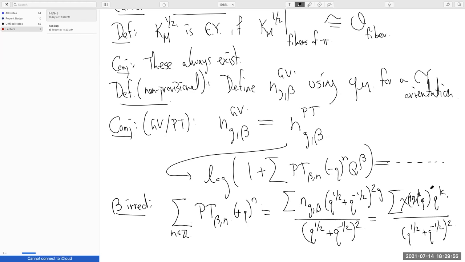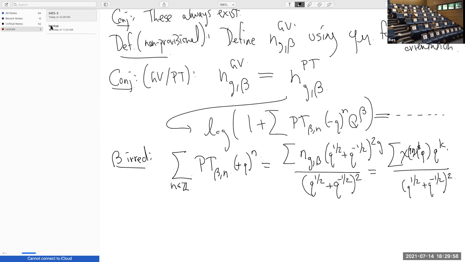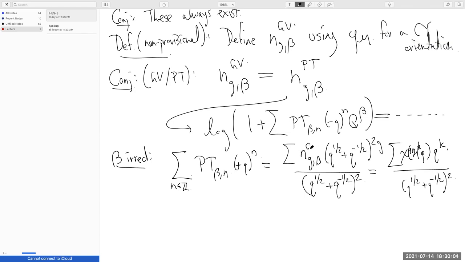And in particular, is the N_beta here, in this formula, is it N_beta PT? Oh yeah, sorry, GV, yeah, I'll say that. So maybe this is GV. Well, the conjecture is that they're the same. So the idea is that, yeah. Okay.